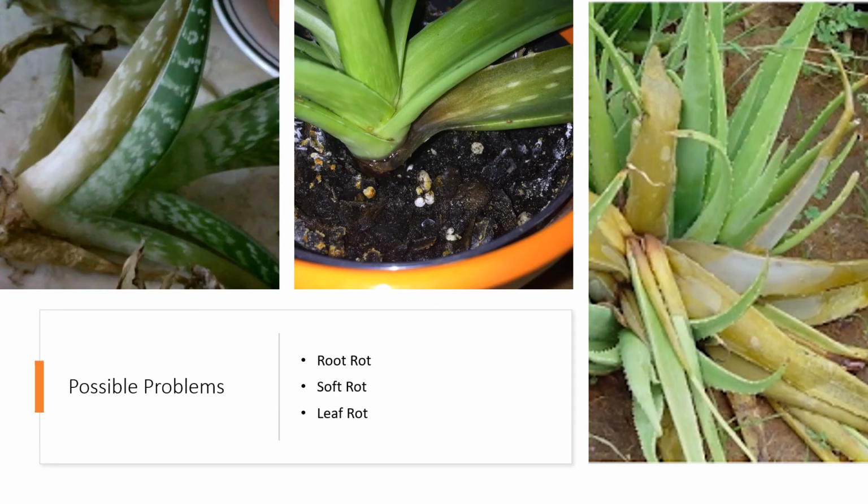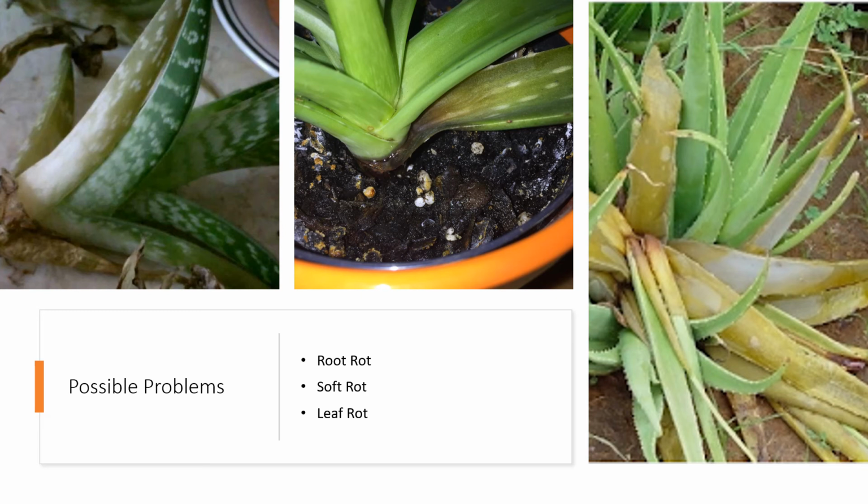Other problems you might find are root rots, soft rots, leaf rots, all of those. Some of them are fungal, some of them are bacterial. Doesn't matter which one they are. The only way to control and avoid these is to not overwater. So all of these problems are pretty much completely avoidable as a houseplant owner. Just make sure that plant does not get overwatered.